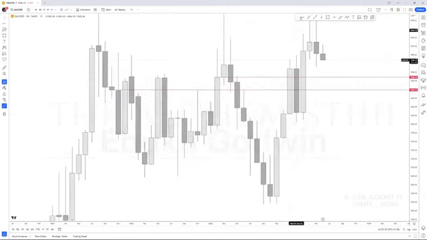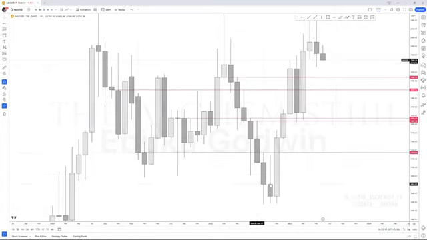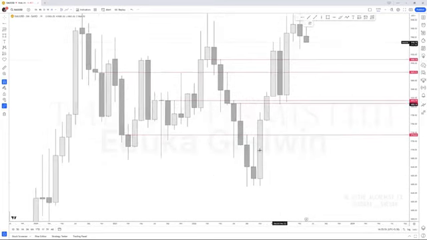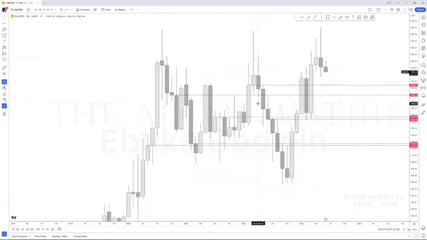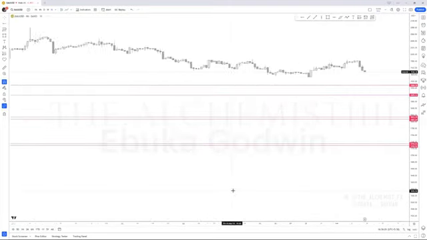Where was the high of this candle made? Closing price. Where was the high of this candle made? Closing price. Look at this, where's the high of this candle made? Closing price. Now we're not going to rely on this though. I'm just showing you how strong these monthly closing prices are. Can you see that?